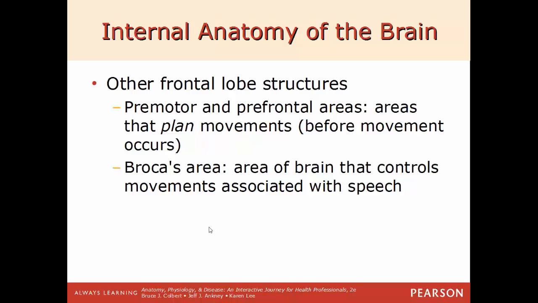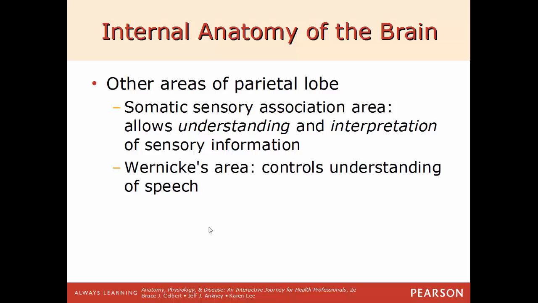Some other frontal lobe structures are the premotor and prefrontal areas. These are areas that will plan movements before the movement actually occurs. Broca's area is the area of the brain that controls movements associated with speech. The somatic sensory association area will allow understanding and interpretation of sensory information. Wernicke's area will control understanding of speech. It's not just hearing what the word is, but actually understanding what is being said.